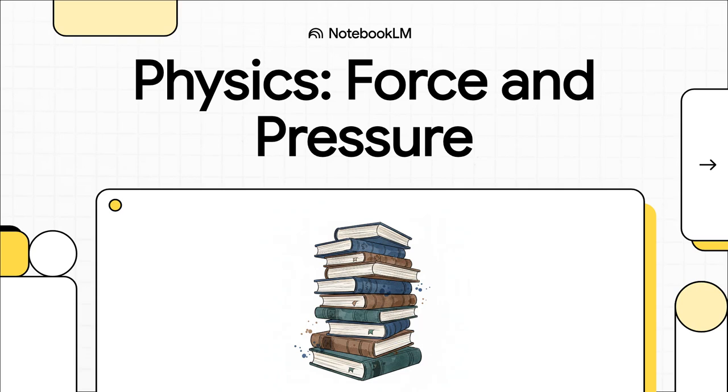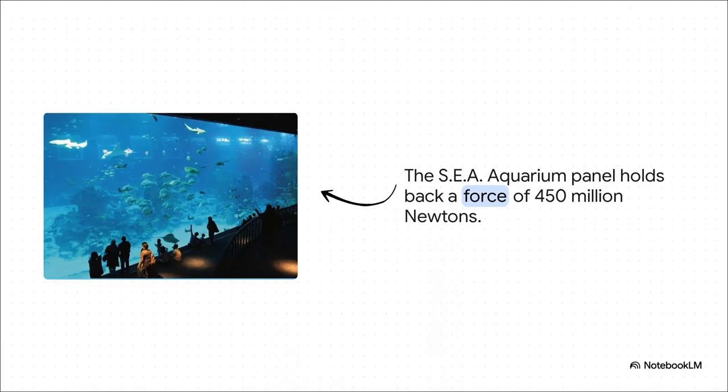Hello and welcome. Today, we're diving into the hidden power behind pretty much everything that moves, pushes, and pulls in our universe. We're talking about force and pressure. Let's jump right in. Just look at this incredible view from the SEA aquarium. That one single sheet of acrylic is holding back 45 million liters of water. And that water is pushing back with a mind-boggling force of 450 million newtons. To put that in perspective, that's like the weight of over 700 jumbo jets, all pushing against that one panel.